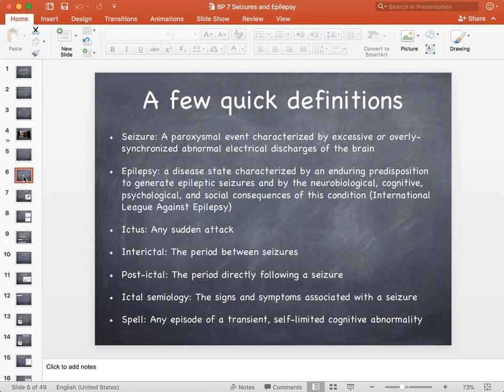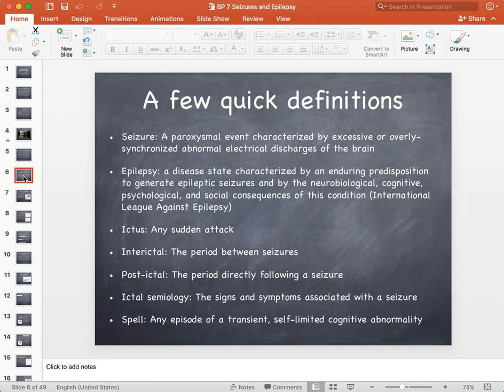All right. This next slide is really just sort of a reference slide that has some definitions for you. The thing I want to point out is ictus or ictal. Whenever we're talking about this, we're talking about any sudden attack. And so from that, you'll hear us talk about an interictal or a postictal period. We're dealing there with the period between seizures or following a seizure.